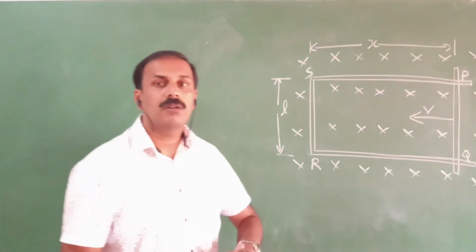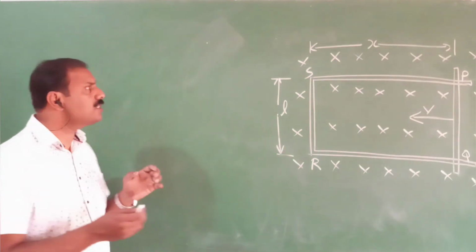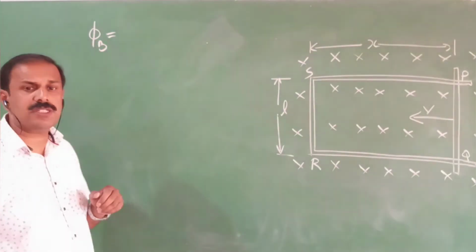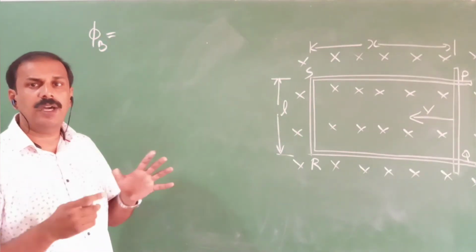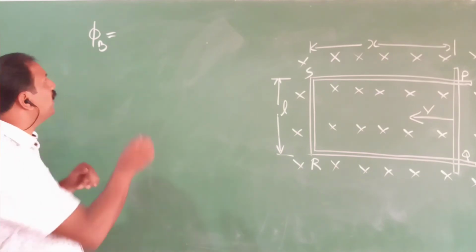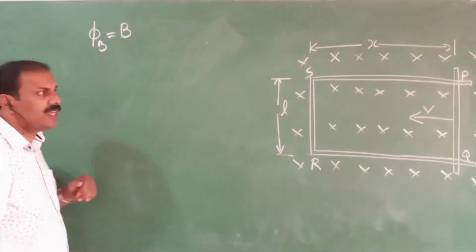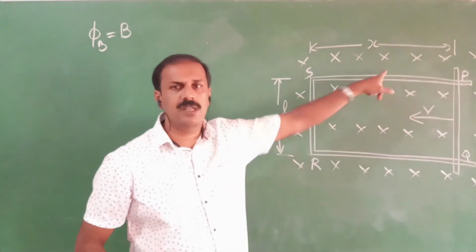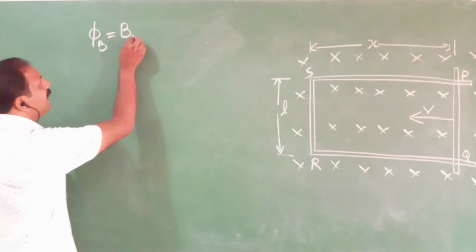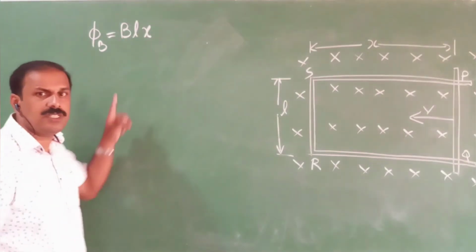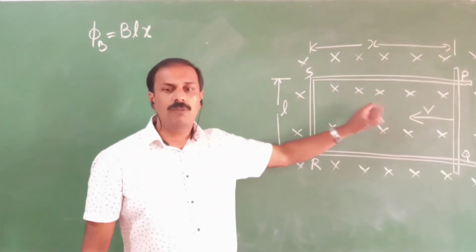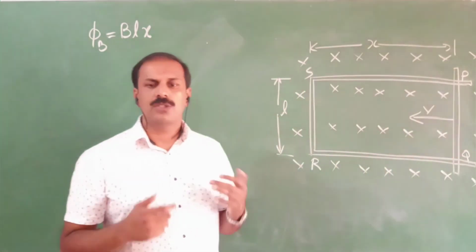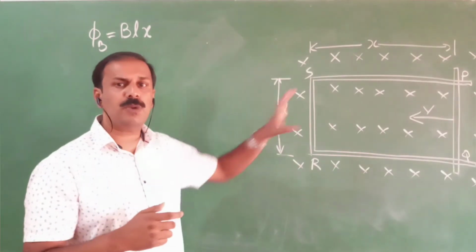Now what is our flux here? Magnetic flux is given by magnetic field into area. So let the magnetic field be B. And what is the area of this loop? Area of the loop is L into x. So the flux will be B L x. Now what happens when the rod is moving toward this side? The flux will change, so the EMF is produced.